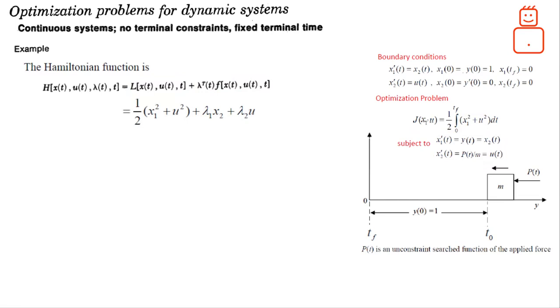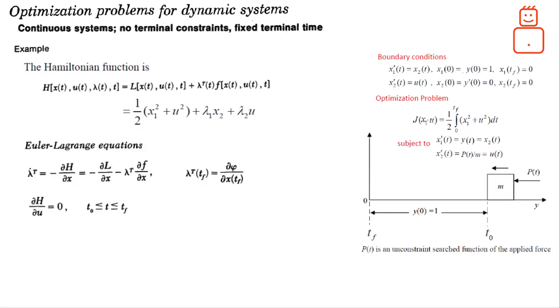Now we have to state the conditions for the optimality, which are basically the Euler-Lagrange equations as shown below. The first thing that we can notice here is that for the terminal boundary condition of lambda of Tf, we don't have a terminal term in our cost function J. Therefore, we can eliminate this condition. Okay, let us start with the first condition.